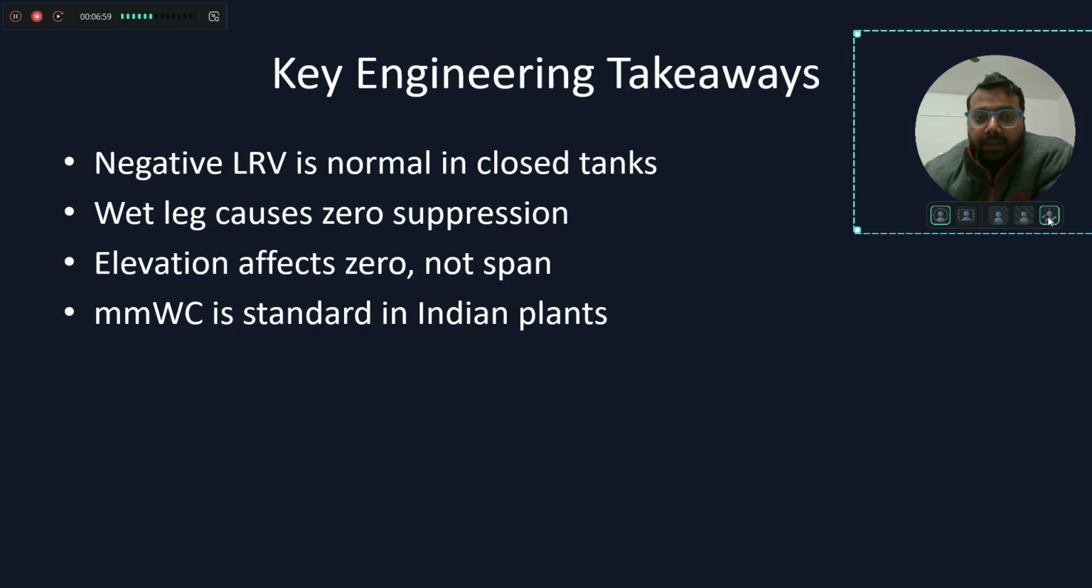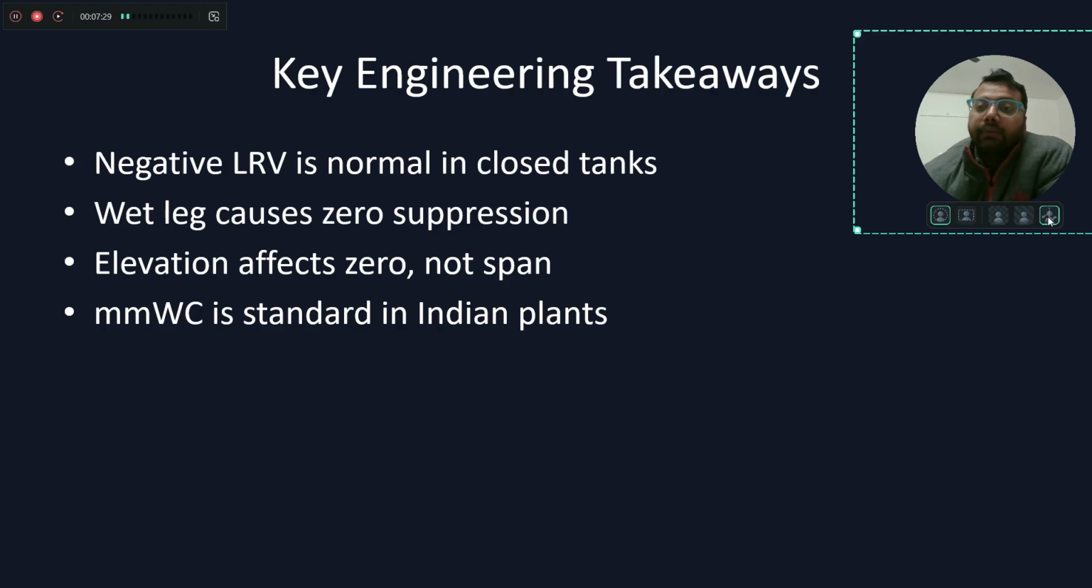Maybe I will tell you some key engineering takeaways. Negative LRV: most people think that LRV cannot be negative in a closed tank, but most of the time in a closed tank the LRV is negative. You understand why? Because of the wet leg. At the 0% level, the wet leg always has some head, and that head will create the negative LRV. So wet leg causes a zero suppression. Obviously, when the wet leg is present, the zero suppression happens automatically.